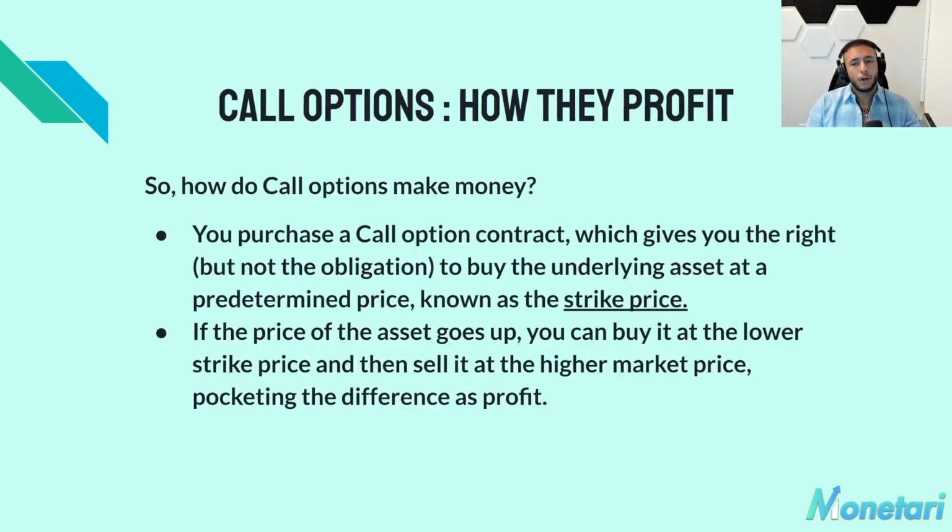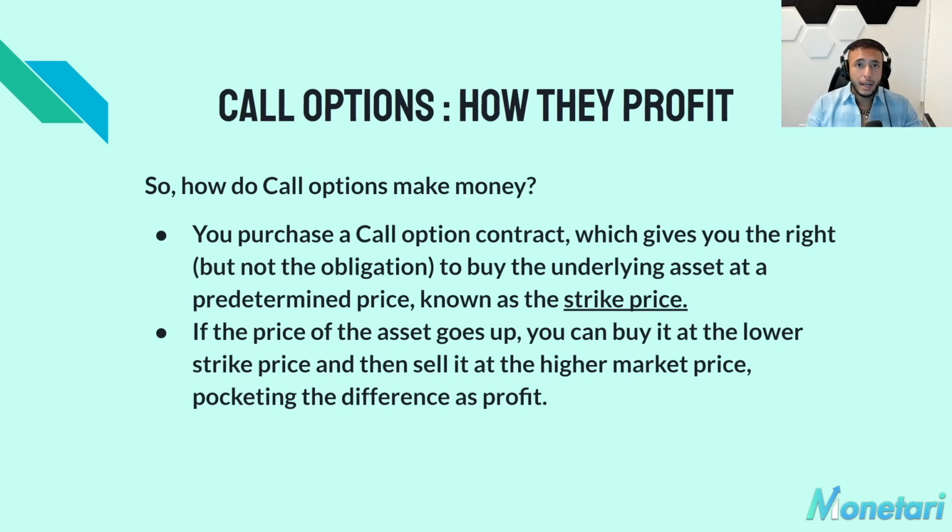Now, how do the call options actually make money? So you go out, you purchase the call option contract. It gives you the right to buy the underlying asset at the predetermined price. That's what's known as the strike price. Okay, we'll talk about that. If the price of the asset goes up, you can buy it at a lower strike price and then sell it at the higher market price.